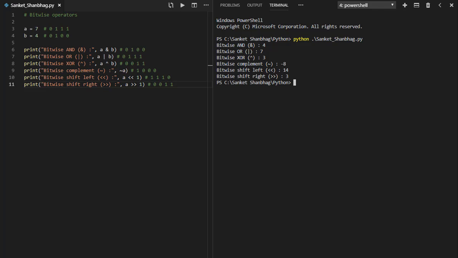In the next program, I am going to cover bitwise operators. Bitwise operators available are bitwise AND, bitwise OR, bitwise exclusive OR, bitwise complement, bitwise shift left, bitwise shift right.